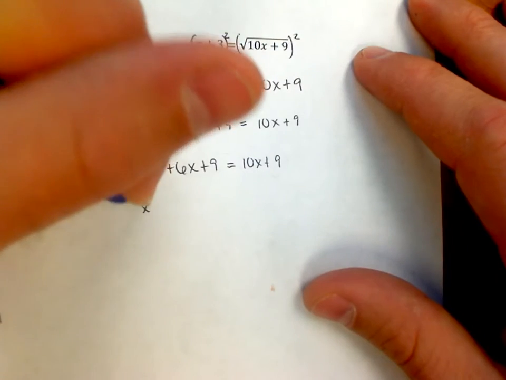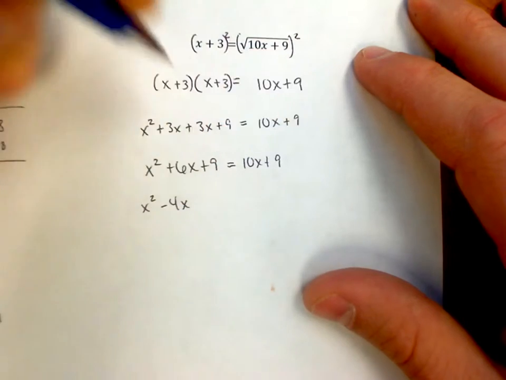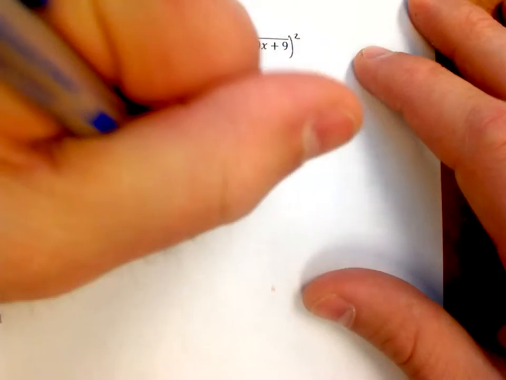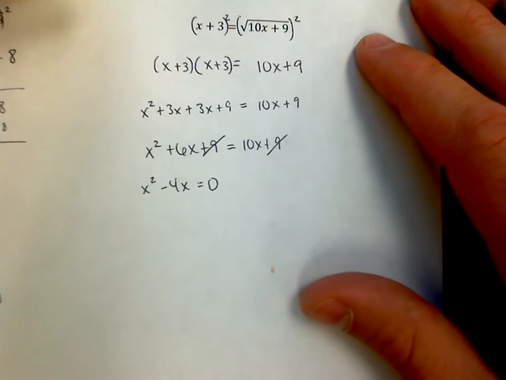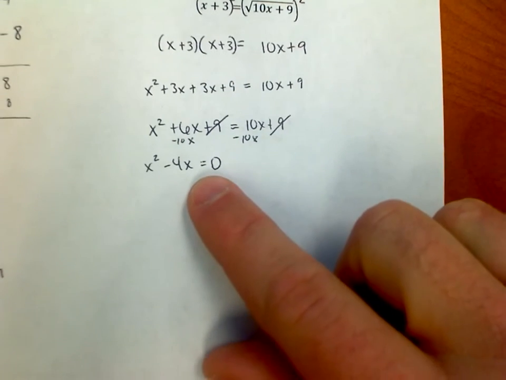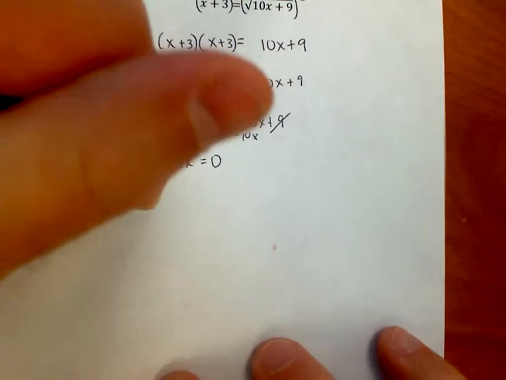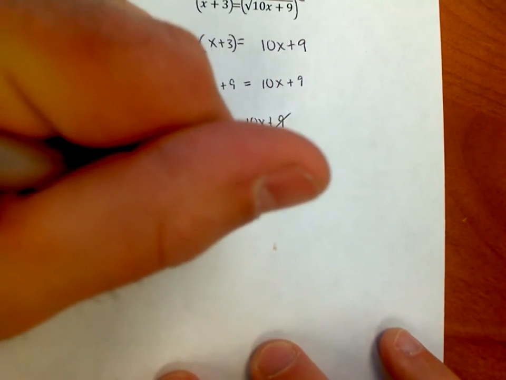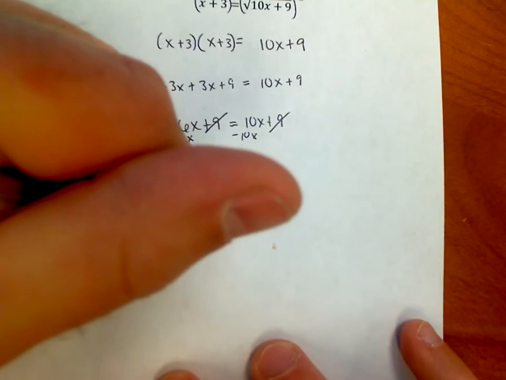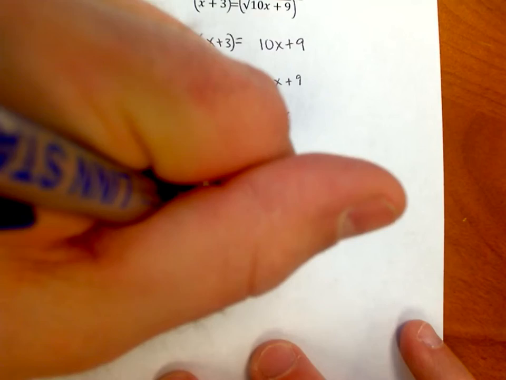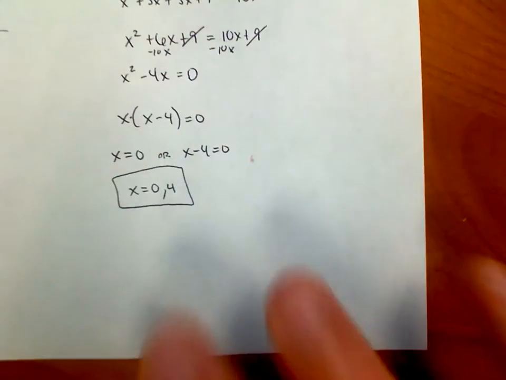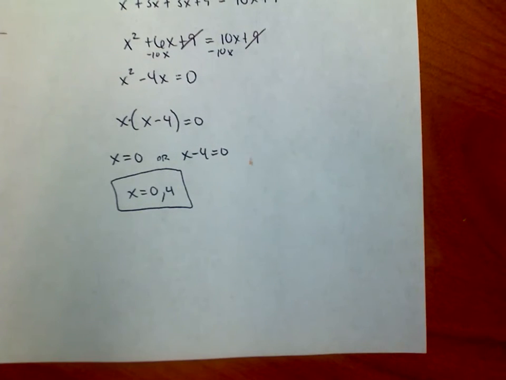Let's move the 10x over, subtract it from both sides. And let's also get rid of the 9's, because they cancel out, right? So x squared minus 4x is equal to 0. That's what I end up with if I subtract the 10x from both sides. So how do I solve this? I think the easiest way would be to factor. If I pull out an x, I get x times x minus 4 is equal to 0. Two things multiplied to give me 0 means that either x is 0 or x minus 4 is equal to 0. So my two solutions: x is either 0 or 4. That's what I'm going for. But I need to check here and make sure that everything works out.